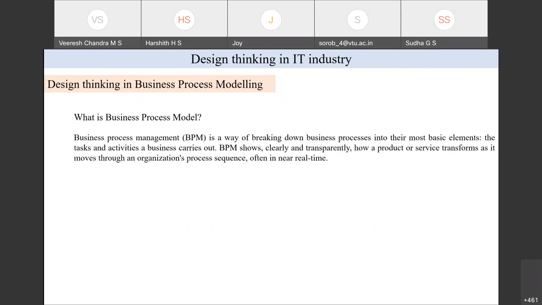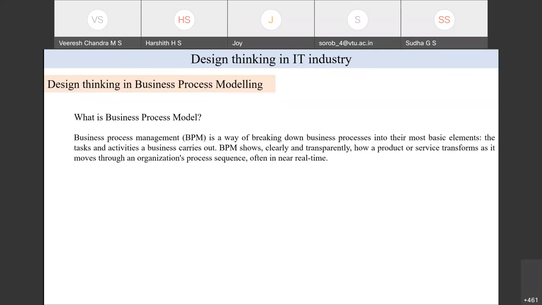It's a way of breaking down business processes into their most basic elements. So a number of business processes will be there, starting from marketing to, let us say, finally the manufacturing division. So all the business processes are broken down into their basic elements, the tasks and activities, for instance, that a business carries out. What does this exactly show us? It shows clearly and transparently how a product or service transforms as it moves through an organization's process sequence in near real time. So how exactly is the product transformed?